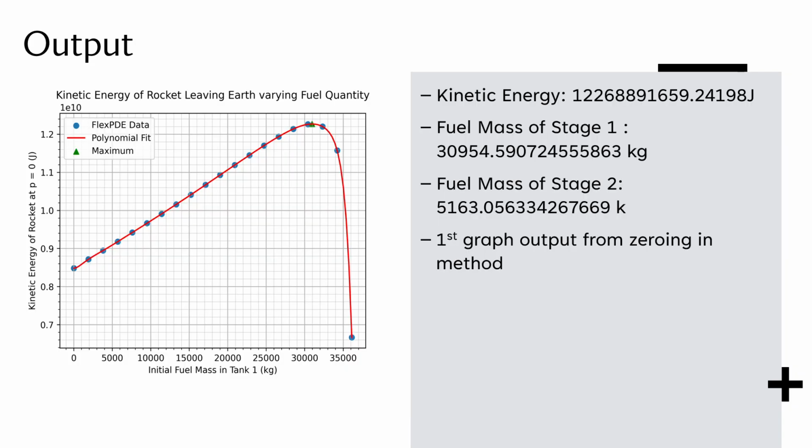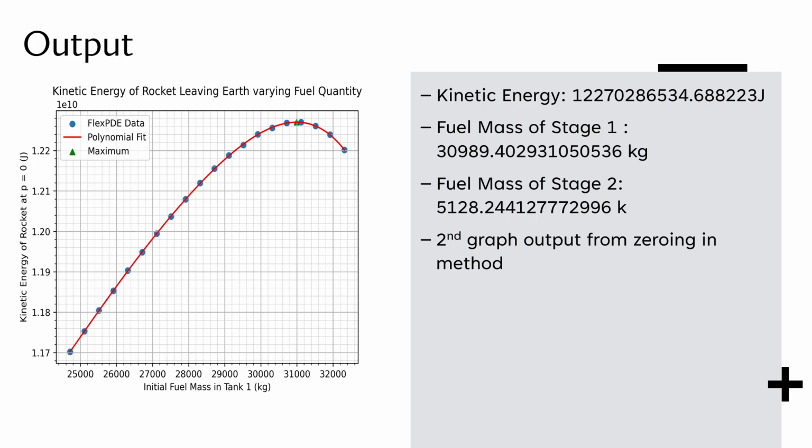So in this slide, we see our first point output that shows the fuel required in stage 1, stage 2, and kinetic energy. Again, no linear interpolation was used. The optimization process involves zeroing in on the maximum 5 points from the previous run and using them as a new range of masses to plot more points and improve the data resolution in the area. This process was repeated until the range spanned only 2,000 kilograms.